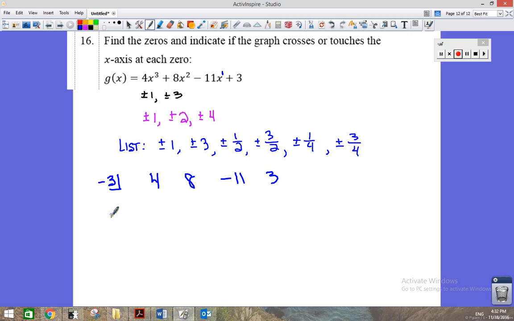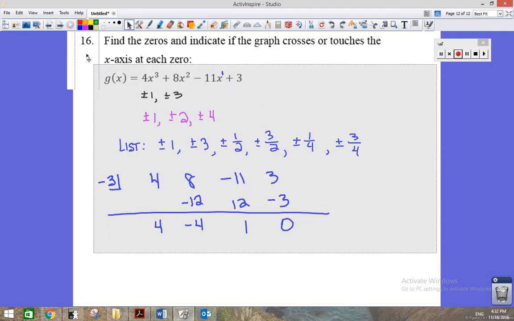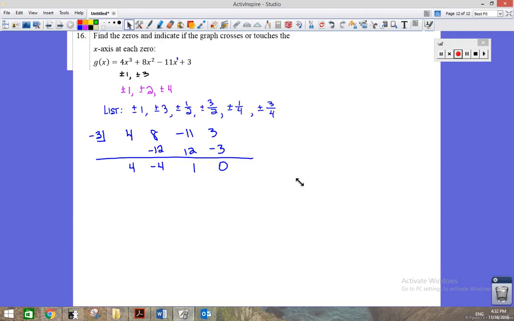Let's try negative 3. That might work. 4, negative 12, negative 4, positive. There we go. Positive, and this is 1, and that's a negative 3, and that's a 0. So we found it. Okay. So what does that tell us? Well, it helps us to factor this g of x.